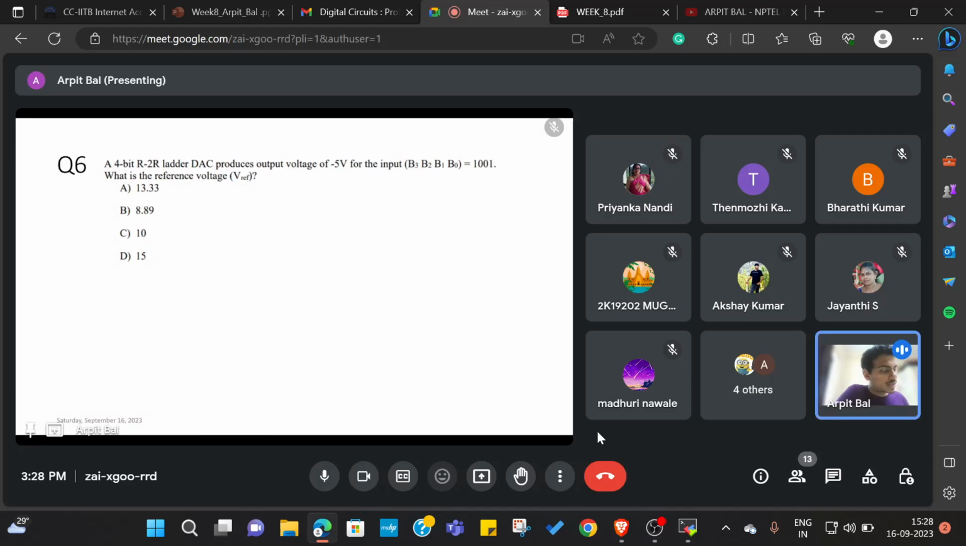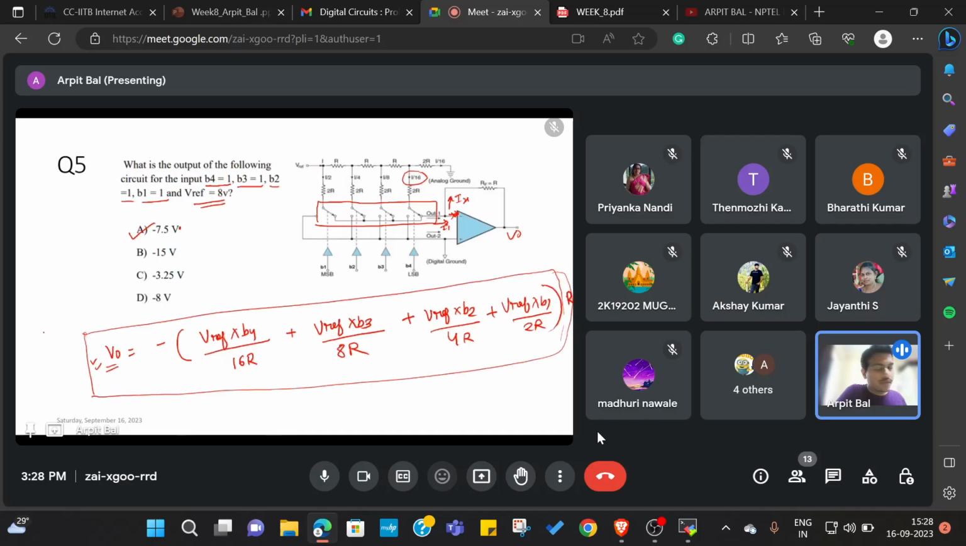Okay, so the next question is a 4-bit R2R ladder DAC produces output voltage of minus 5 volt for the input 1001. What is the reference voltage? Okay, so we will use the same formula because it is basically a R2R ladder DAC. So what we are going to do is, let us simplify: V0 is equal to minus Vref R by R into B4 by 16 plus B3 by 8 plus B2 by 4 plus B1 by 2. Okay, and we will use this in the next question.